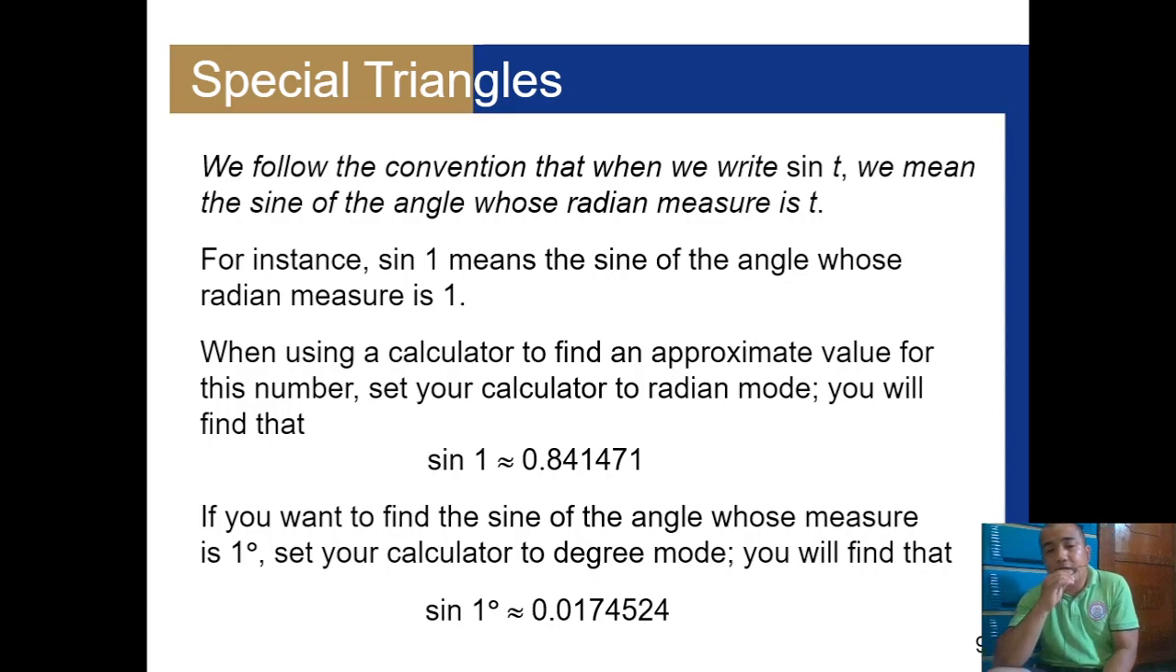If you want to find the sine of the angle whose measure is 1 degree, set your calculator to degree mode. You will find that sine 1 degree is 0.0174524. Okay, so they have different results depending on how you set your calculator. If it's an angle, then set your calculator to degree mode. If it's radian, then set your calculator to radian mode.